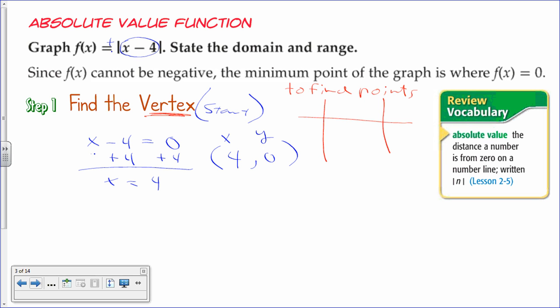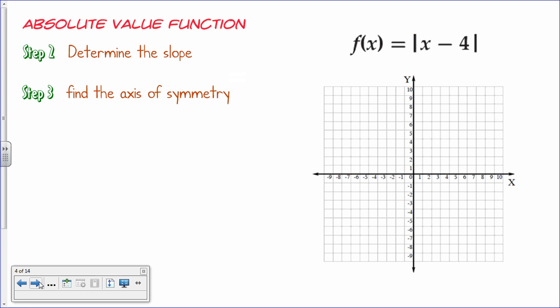Now, how do I know for sure? I can always take this and plug it in. What's 4 minus 4? What's the absolute value of 0? Everybody with me? Any questions? Okay, so now go to the next one. Find step 2, step 3. Is it at the bottom? Step 2, determine the slope. We just did that, right? We said it's what? Positive, and it's 1 over 1.